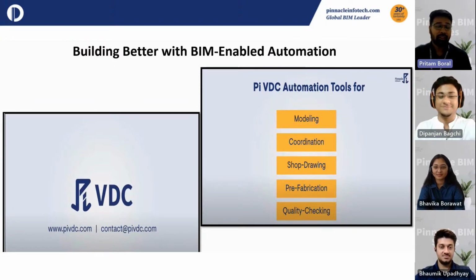It is proven that by the use of PiVDC, you can save over 10,000 hours and increase your productivity by 15 to 25% on your BIM projects. Our add-ins have been used in more than 3,500 projects in over 40 countries, which makes us a trusted solution in the VDC world. PiVDC automates every stage of your project flow, from modeling to coordination, to shop drawing and prefabrication, and quality checking even.